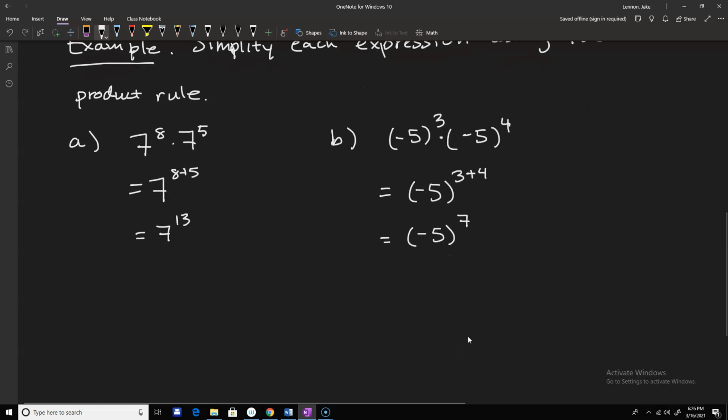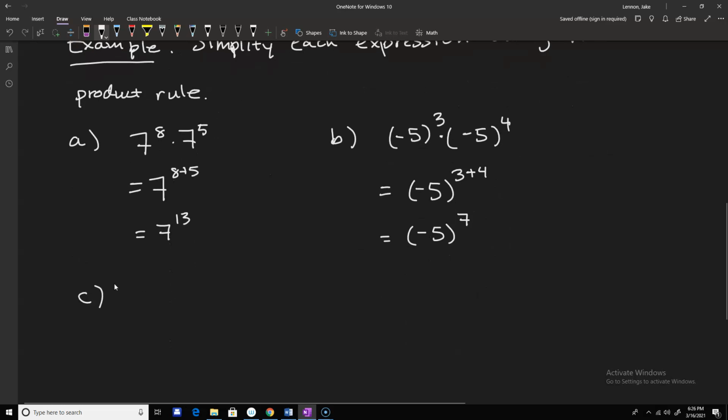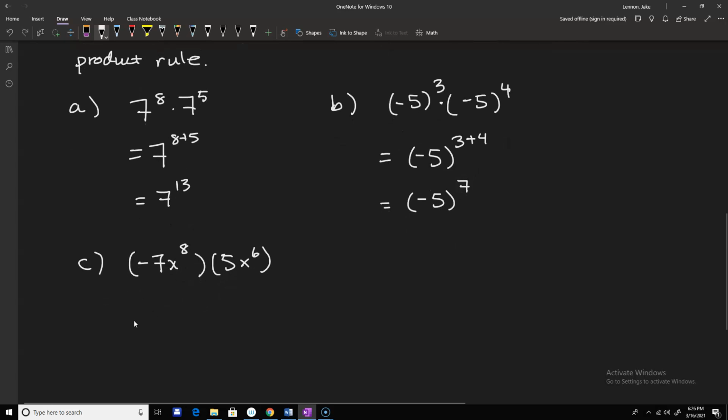Okay. What about if you have some expressions that have maybe some x's involved? So let's say we have negative 7 x to the 8th times 5x to the 6th. Well, what you do in this case is you just group your regular numbers together and then group your x's together. So we'll have essentially 5 times negative 7, and then we'll have x to the 8th times x to the 6th. And since the x is the same base for each of those two, then we can use the power rule, or use the product rule, to add those exponents.